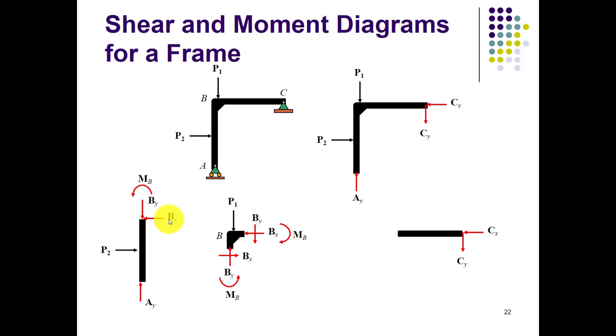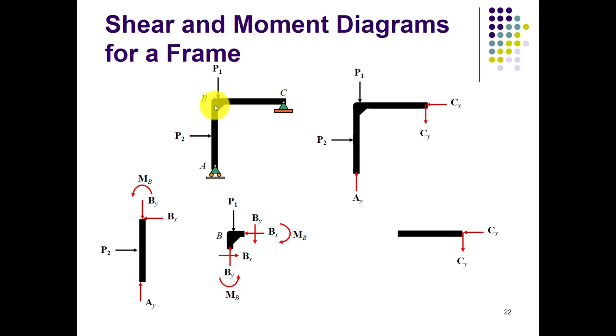So for example, this is a frame. It contains a beam and column. AB is a column and BC is a beam. So it has a fixed joint at point B. A fixed joint has a property to resist all the internal forces, which are moment, shear and normal, or axial.